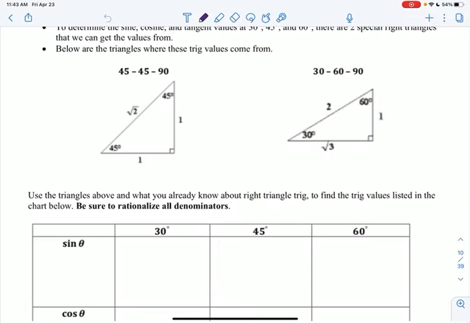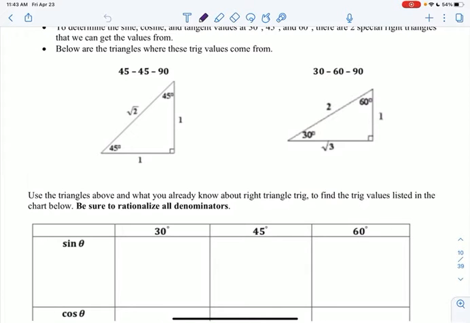In the 45-45-90 triangle, the two sides that are congruent are each 1, and the hypotenuse will always come out to be radical 2. So if the sides were each 3, the hypotenuse would be 3 radical 2. If the sides were each 5, it would be 5 radical 2. But in our example, the sides are 1 and the hypotenuse is radical 2. In the 30-60-90 triangle, the side across from the 30 is 1. The hypotenuse is twice that, it's 2. And the side across from the 60 is just radical 3.